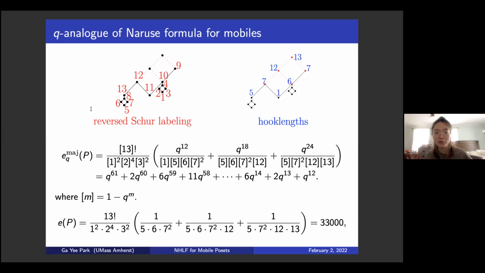I haven't played around too much with this, but because the original formula for D-complete posets for major index was for all labelings, I believe this 1, 2, 3, 4, 5, 6, 7, 8 can be switched around and it might still work. But I have to be honest, I haven't played around too much with the labelings quite yet.